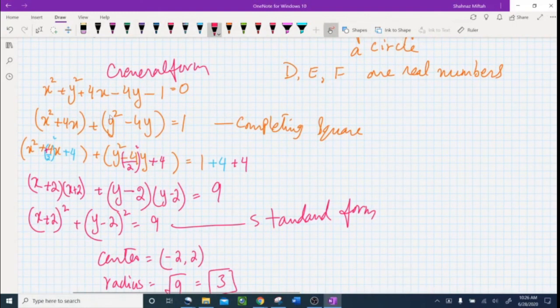So what did I do? I used the completing the square method, and then I factored. Usually we factor quadratic equations, and I can rewrite this up here so you can factor them easily: x squared plus 4x plus 4, then y squared minus 4y plus 4. Again, that's a quadratic. Okay, so that's how we factor.